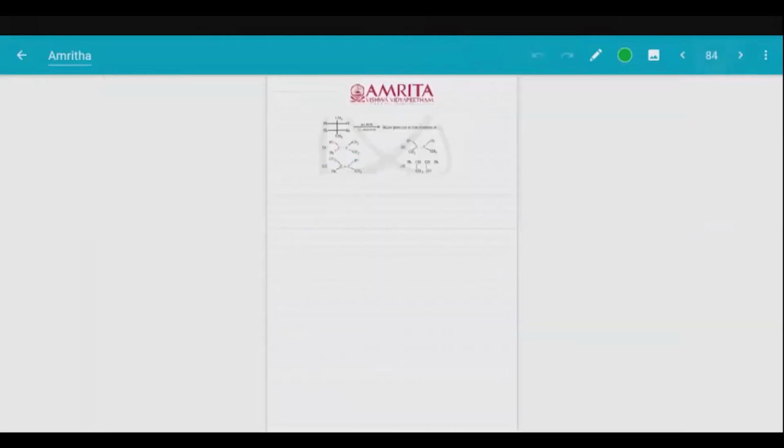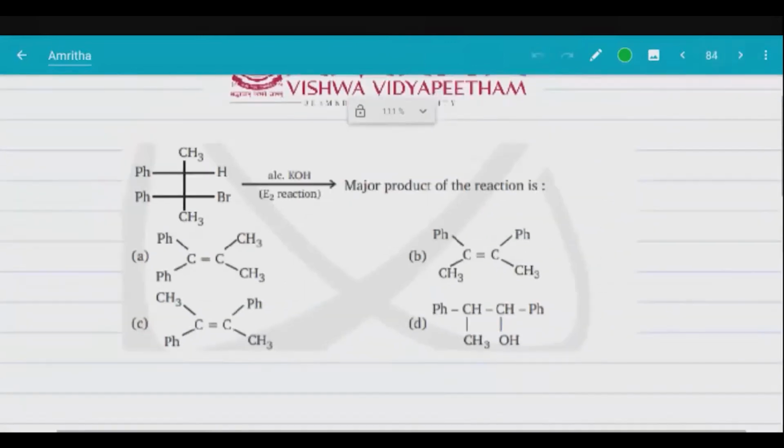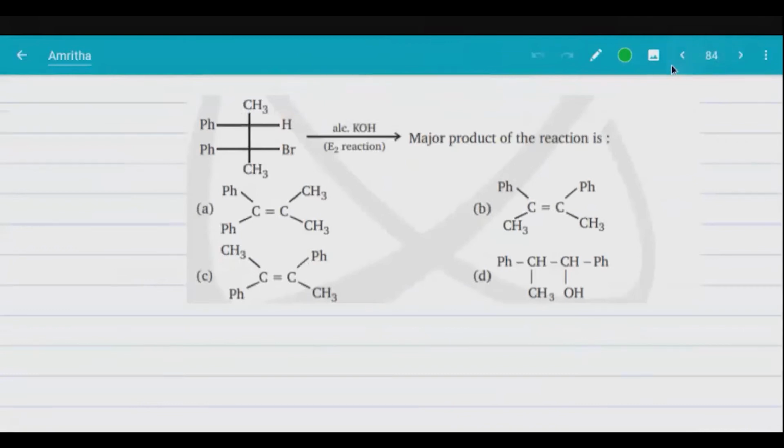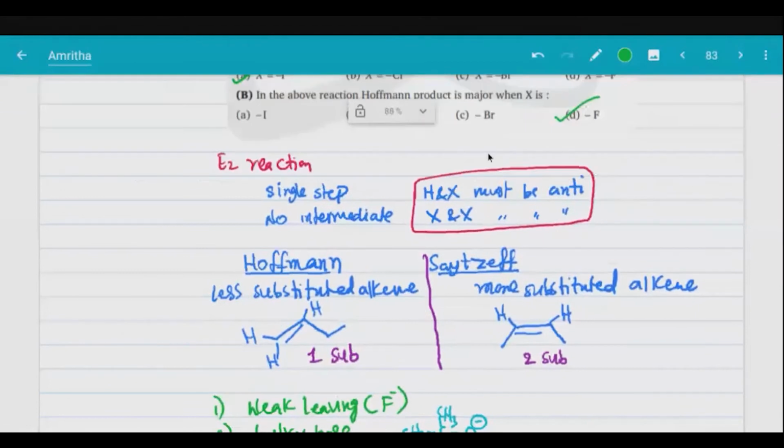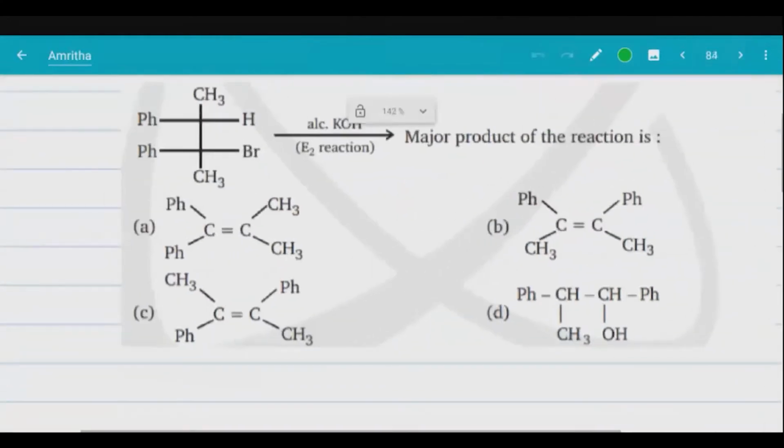Next question. Now look at this carefully. E2 reaction, just now we discussed. What is the E2 reaction? These groups must be anti. Remember this, E2 groups must be anti. Whatever you are eliminating, suppose if you are eliminating H and X, they must be anti, or 2 halogens, they must be anti. So based on that, you can solve this question.